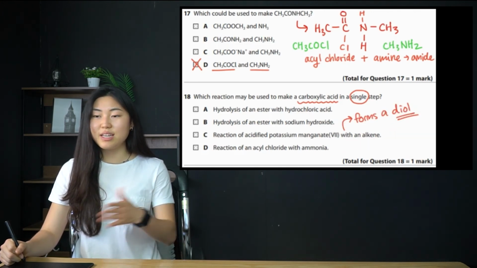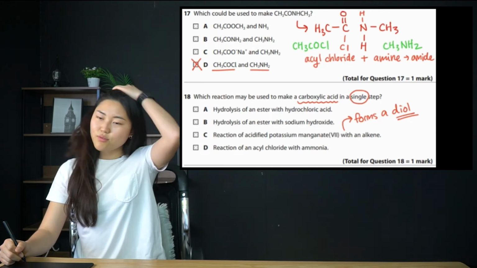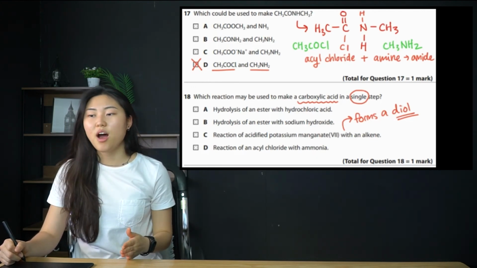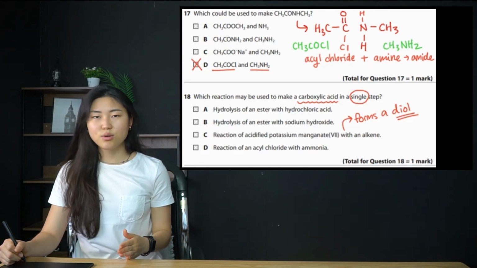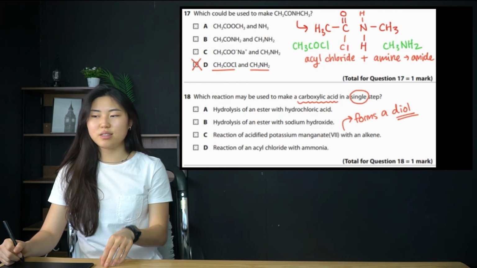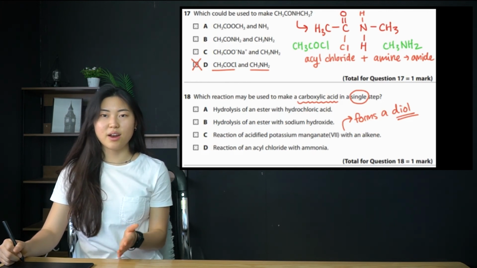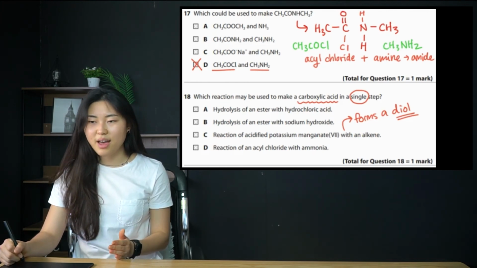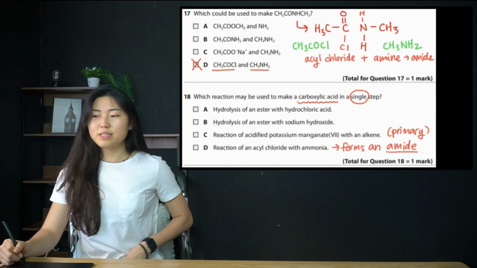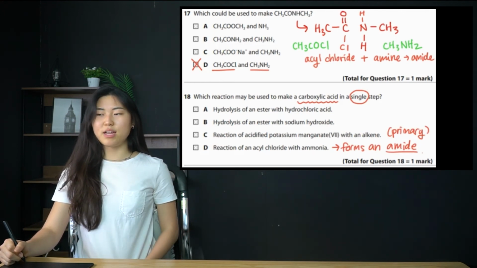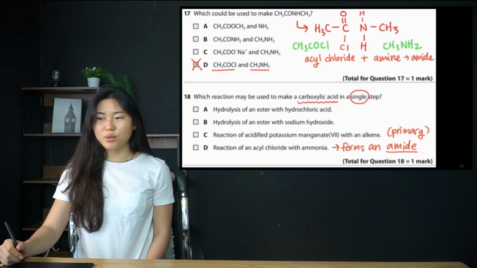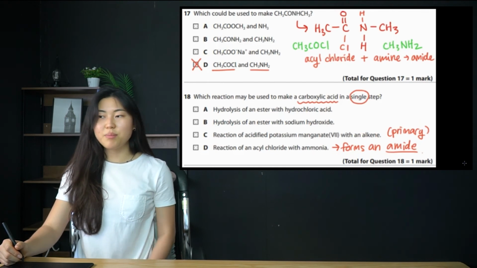And choice C, reaction of acidified potassium manganate, KMnO4, with an alkene. This is going to form a diol on the carbon-carbon double bond, right? So it doesn't form a carboxylic acid at all, so that is incorrect. And with D, reaction of an acyl chloride with ammonia. So this is going to be forming an amide, right? Just like in 17, we formed an amide using an acyl chloride and a primary amine.